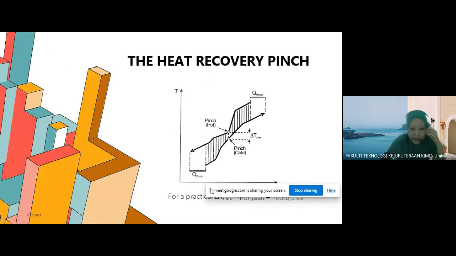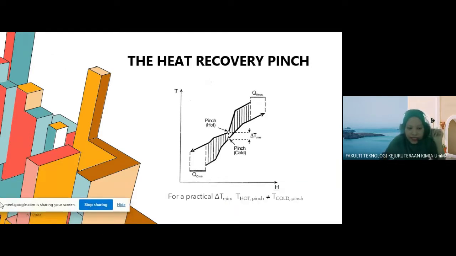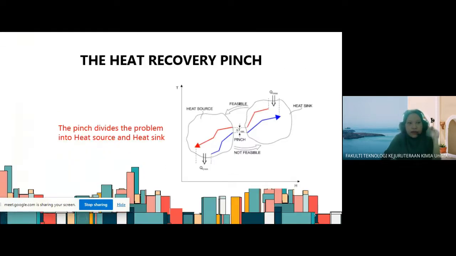Next, from the previous class, you also know that for a practical delta T min, the temperature of the hot pinch should not be equal to the temperature of the cold pinch of the cold stream, right? So T hot pinch must not be equal to T cold pinch, okay?